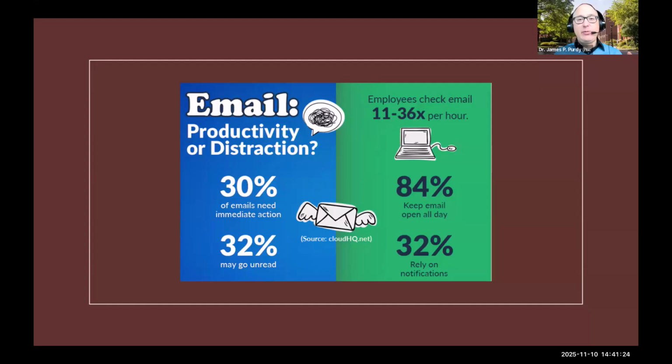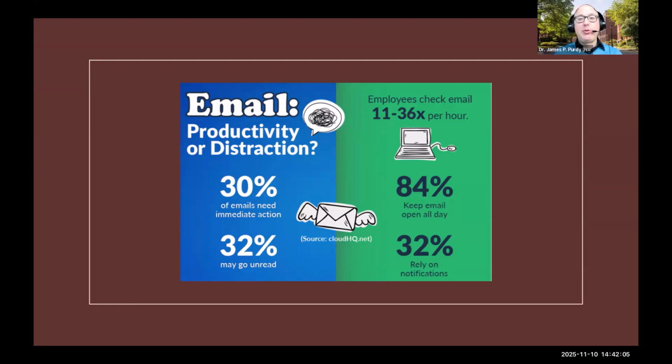While email is a significant way that we communicate with others, it can move from being an aid to productivity to a distraction. According to the study from Cloud HQ, only 30% of the emails that we receive need immediate attention. So 70% of them are things that don't need to be attended to immediately. But an interesting part of this study as well is that 32% of emails may go unread by their audience because of the volume of email that we receive. And so 1/3 of the emails might not even get to be read.